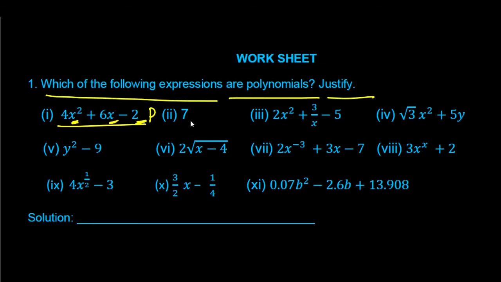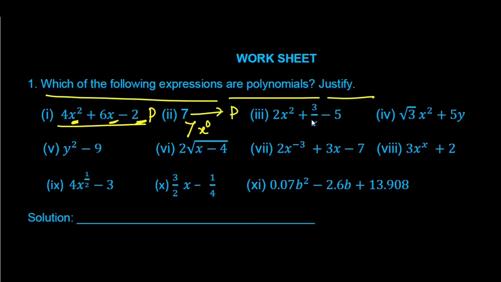Then 7. 7 is a constant term. We can consider it as 7 into x power 0. We can take any variable with exponent 0. So the exponent of the variable in this constant term is also a whole number. So 7 is a polynomial.